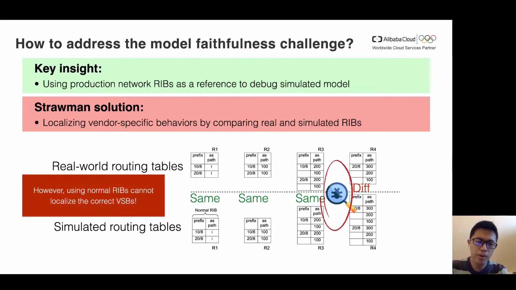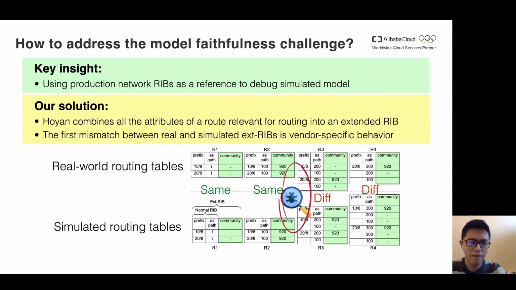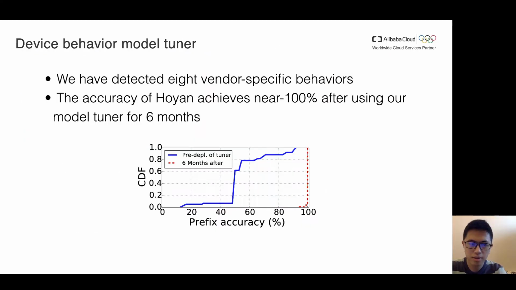Unfortunately, using normal RIBs cannot localize the correct vendor-specific behaviors in practice, since normal RIBs lack much useful information for the reference. Therefore, our tuner uses extended RIBs rather than normal RIBs. With extended RIBs, the model tuner can correctly detect that R3's extended routing tables differ between real and simulation. So the vendor-specific behavior actually exists in R2's egress or R3's ingress.